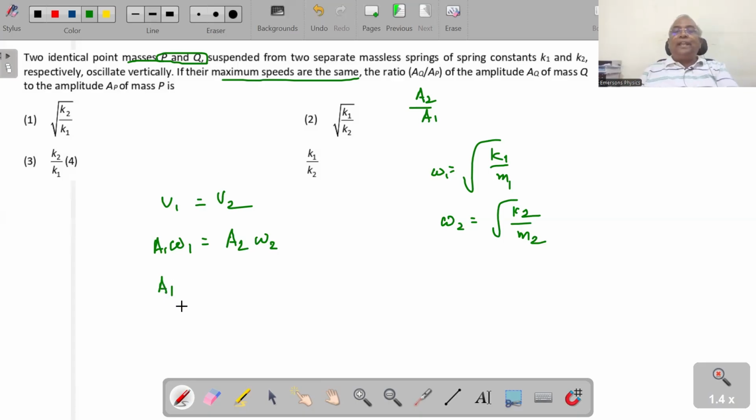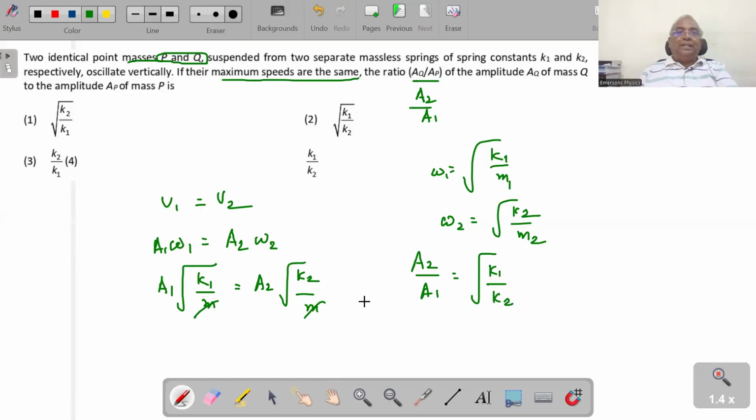A1 into omega 1, which is nothing but root of K1 by M, is equal to A2 into root of K2 by M. Anyway, M is equal, we can cancel. We wanted to find A2 by A1, we must not forget, here they have changed that amplitude. So A2 by A1 will be equal to root of K1 by K2. K2 goes down, K1 comes up. So the answer is K2 by K1. Sorry, K1 by K2 is the answer.